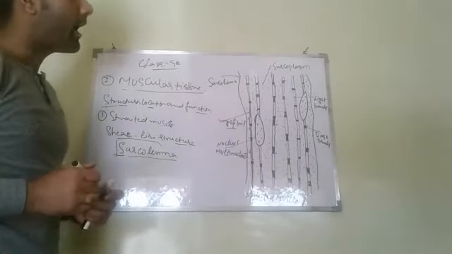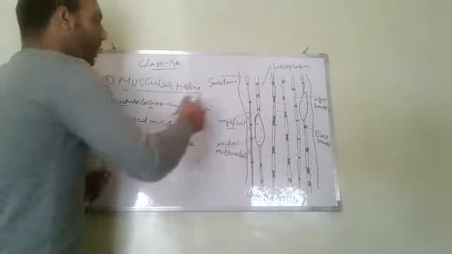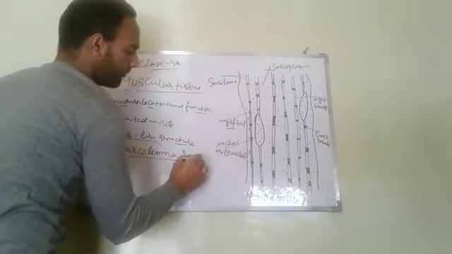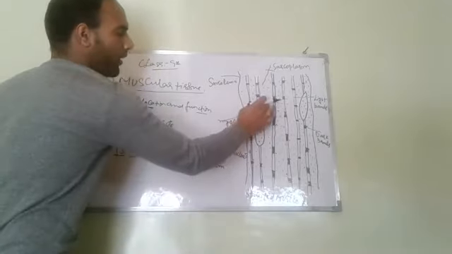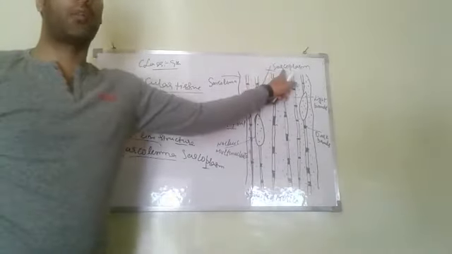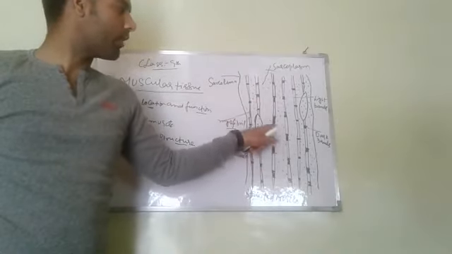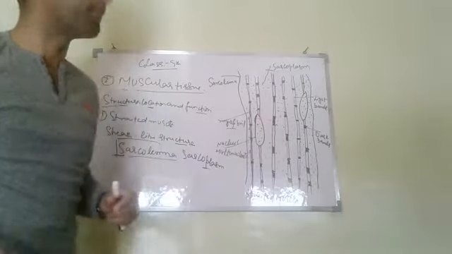The cytoplasm of this striated muscle cell is known by a special name, known as sarcoplasm. Here I have shown this is the cytoplasm, known by a special name which is called sarcoplasm. These dot-like structures are the sarcoplasm of this striated muscle fiber, striated muscle cell.